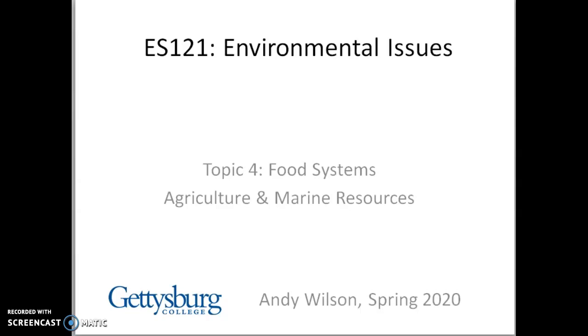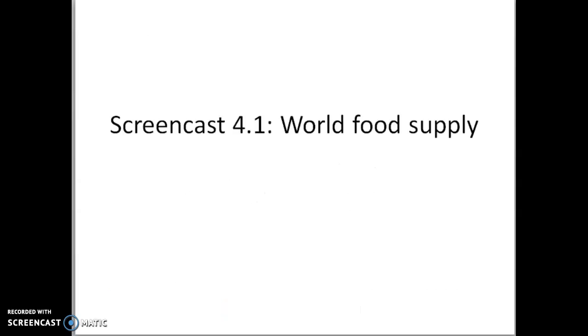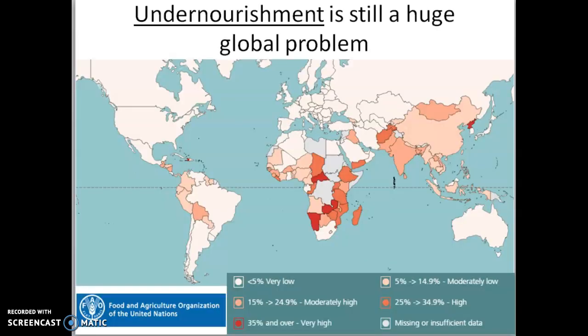Okay, so we're moving on to topic 4, which is food systems, agriculture, and marine resources, i.e. fish. I'm going to be dividing this up into multiple short screencasts. This is a first, so topic 4, screencast 1, and we're going to be talking about world food supply. So where are we in terms of world food supply right now in 2020?